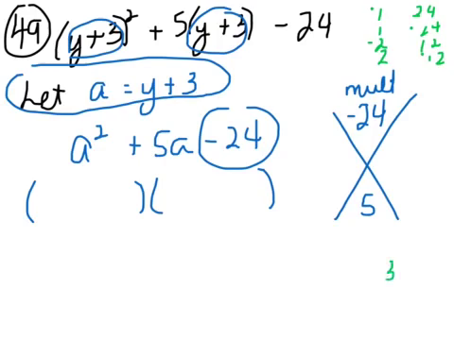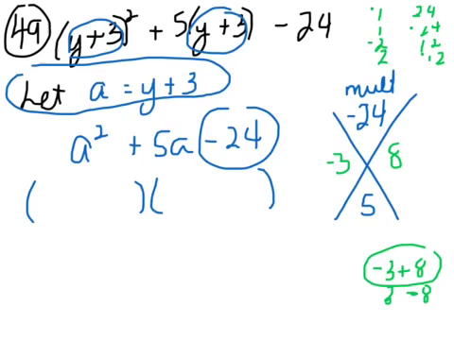So let's look at 3 and 8. 3 and 8 have a difference of 5. Negative 3 and 8 or 3 and negative 8 would both multiply to get me negative 24. Which one would add to give me positive 5? It'd be this one. Negative 3 plus 8 would be positive 5. So I need to put negative 3 and 8 in here.